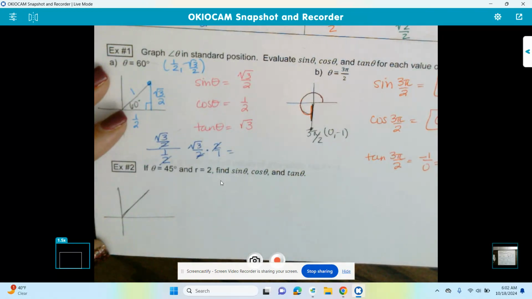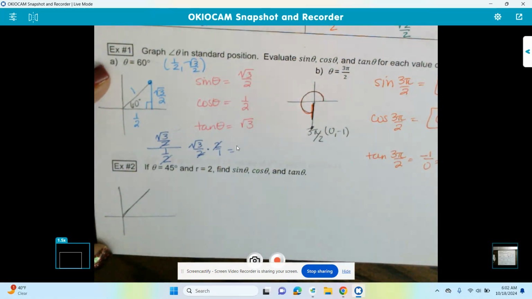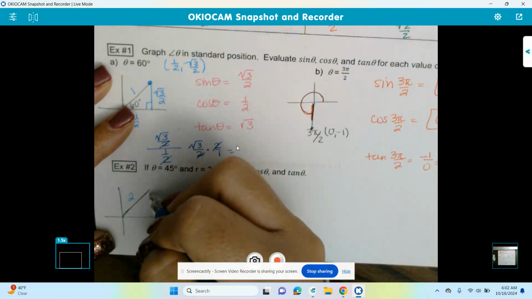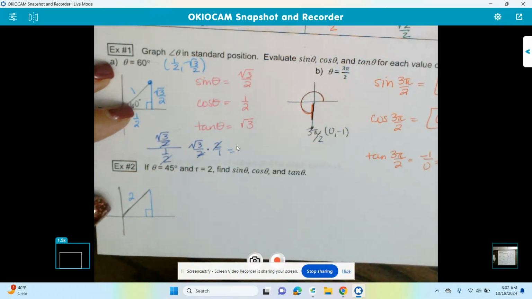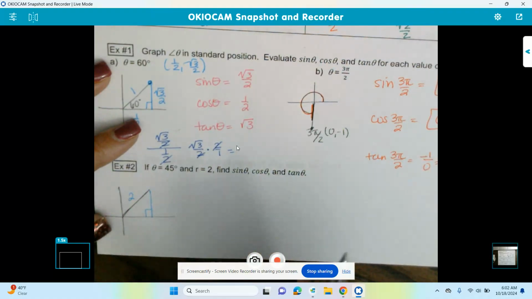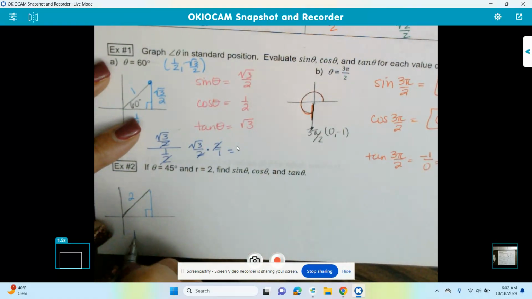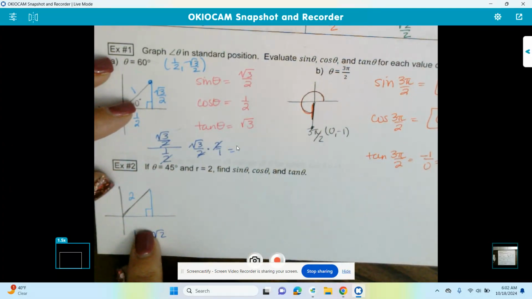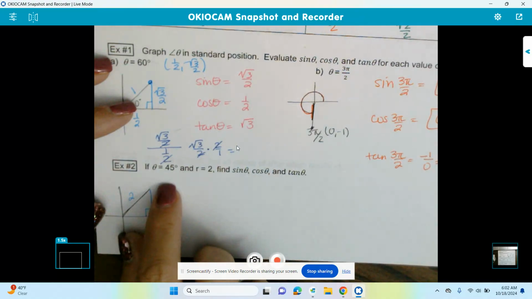Okay, well, that's different. R equals 2, because before r was 1, which made things just a little bit simpler. So let's talk about this. R equals 2, so drop our perpendicular. 45 degrees, r equals 2. I know the unit circle, but we're going to talk about just the ratios in general. Remember, the ratios for 45, 45, 90 are 1 to 1 to square root of 2. We could do the ratios here, or you could do Pythagorean theorem.